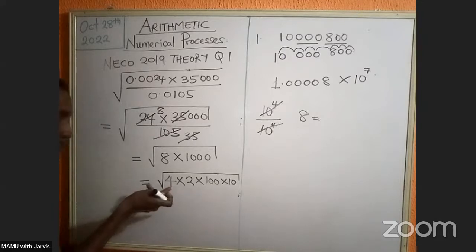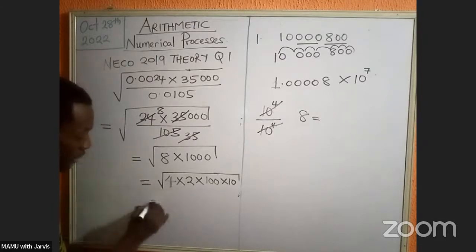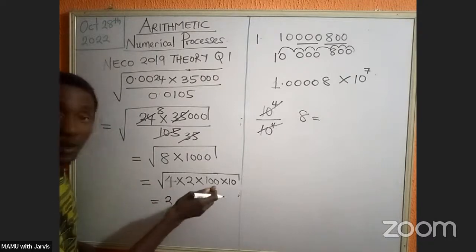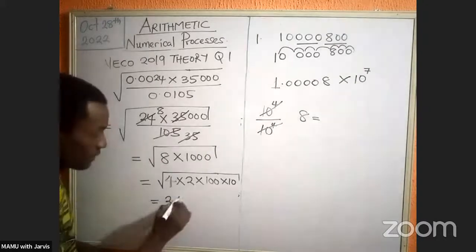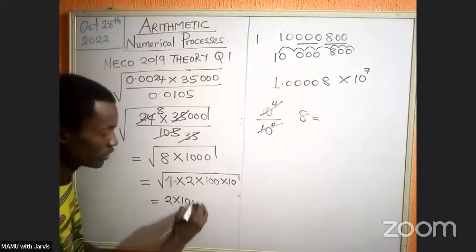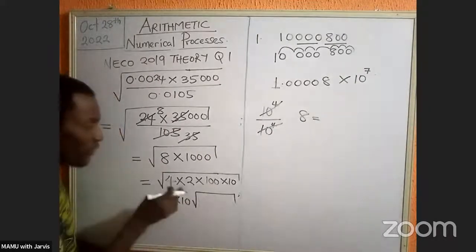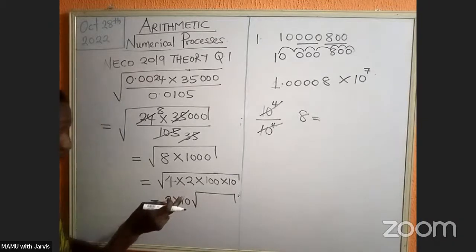Now look at this. I can find the square root of 4, that will become 2, is that not? I can find the square root of 100, that will be 10. But I can't find the square root of 2.